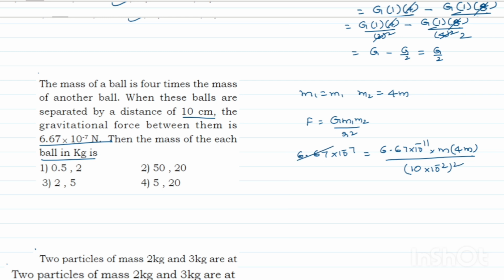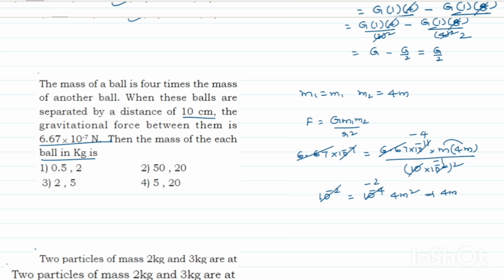So 6.67 gets cancelled, and here it will be 10 power minus 7. Now here it becomes 10 power minus 4. So when you bring this side, here it becomes 10 into 10 power minus 1. So 10 power minus 1 whole square means 10 power minus 2. Just bring this side. It will be equal to 10 power minus 4 into 4m square, this product value. So when you simplify this, here you will be getting 10 power minus 2.